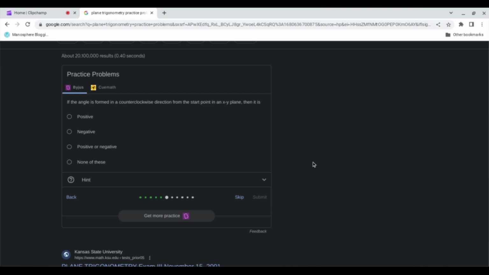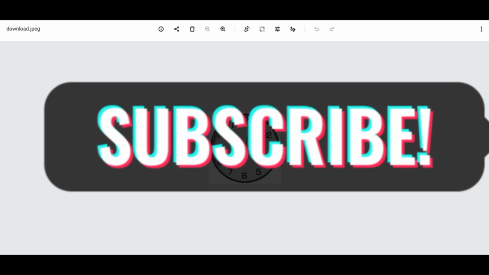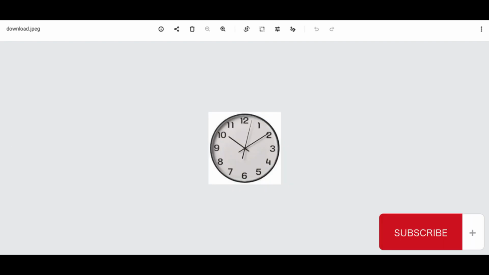Now first let me go over what clockwise and counterclockwise is. Whenever you're looking at a regular clock, clockwise is when you start at 12 and you go right all the way around back to the 12. Counterclockwise is when you start at the 12 and you go left all the way back to the 12. Now, why is this important to note?